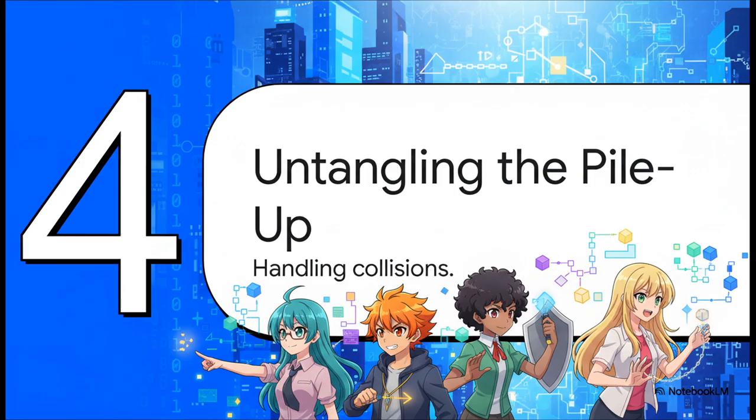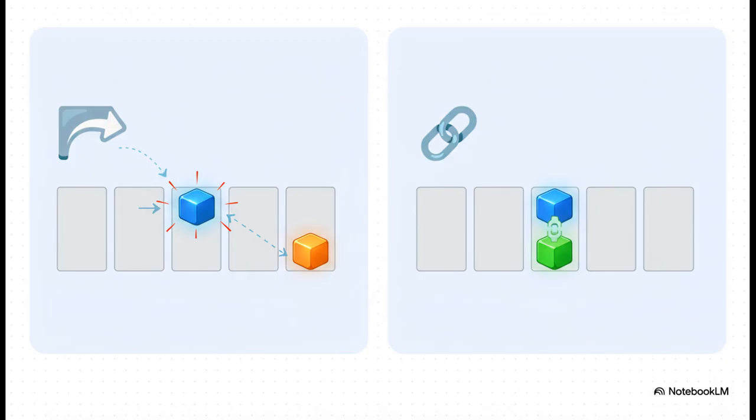Let's break them down. So the first philosophy is called open addressing. The rule here is super strict. 1 item per slot, period. If your designated slot is already taken, your goal is to find another empty slot somewhere else in the table. The second philosophy, separate chaining, is a lot more flexible. It basically says, hey, it's cool if multiple items hash to this index. We'll just start a list of all of them right here.